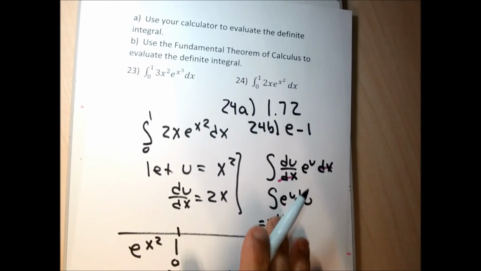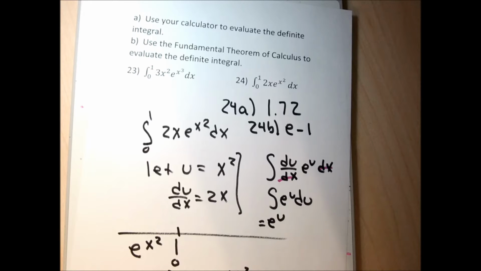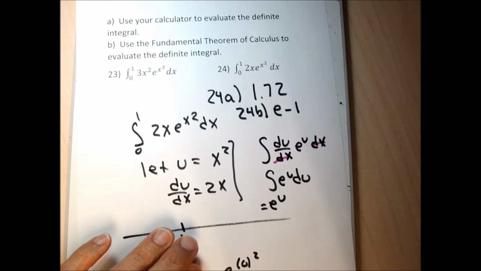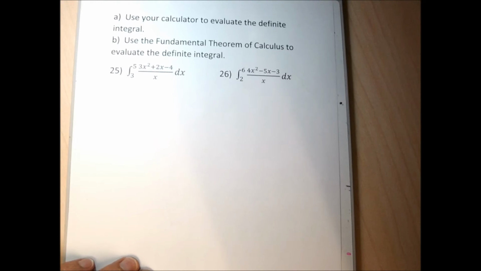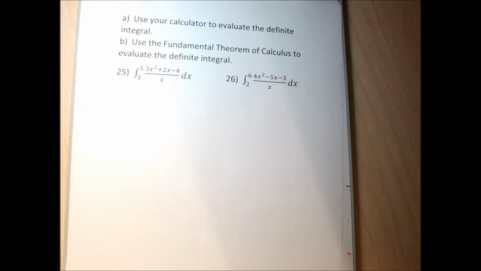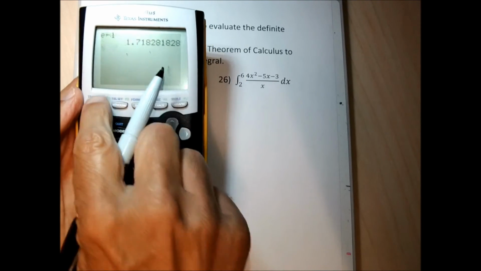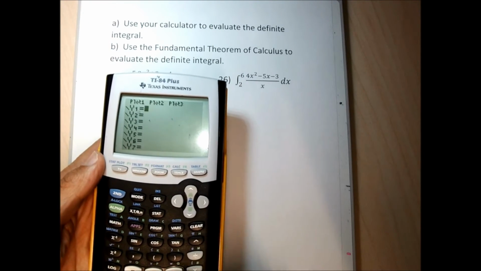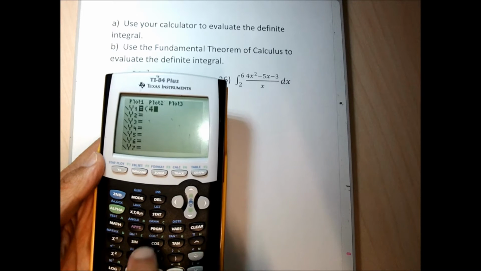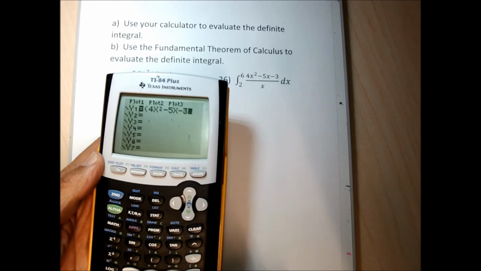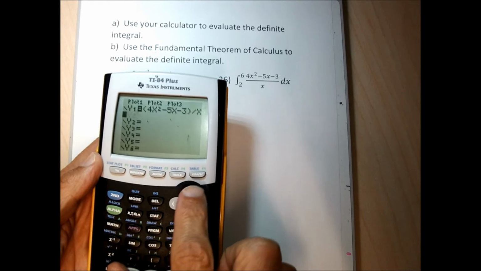Your 23 should work the same way. We just have 3 problems left. They all look easy to me, which doesn't comfort me because they probably aren't. So this is just pulling out some tricks from section 1, I think. So 26 I'm going to do on my calculator. So y equals clear, parentheses, 4x squared minus 5x minus 3 divided by x. Graph it.